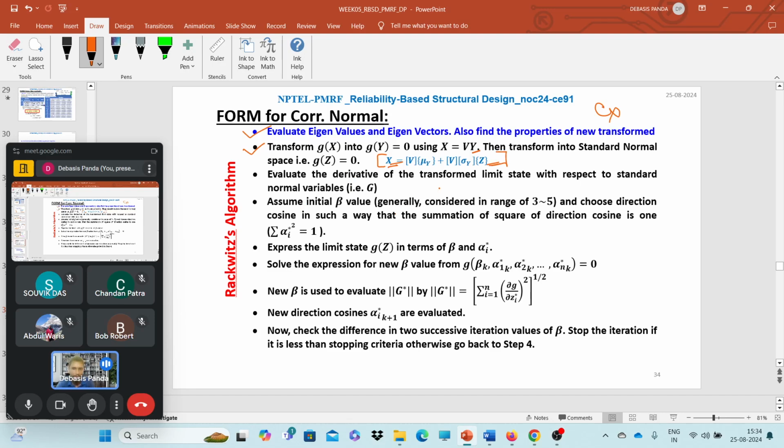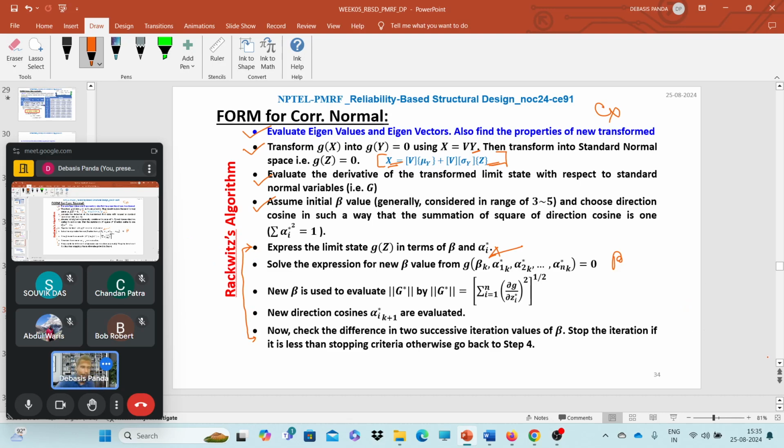Now once we have all the random variables in the standard normal space and we have the limit state function, the rest of the procedure will be the same. We find the gradient of the limit state function in the standard normal space, assume some initial values of beta and alpha, and construct the algebraic equation to solve for beta. Then we find the new direction cosines, and this continues until convergence is achieved.